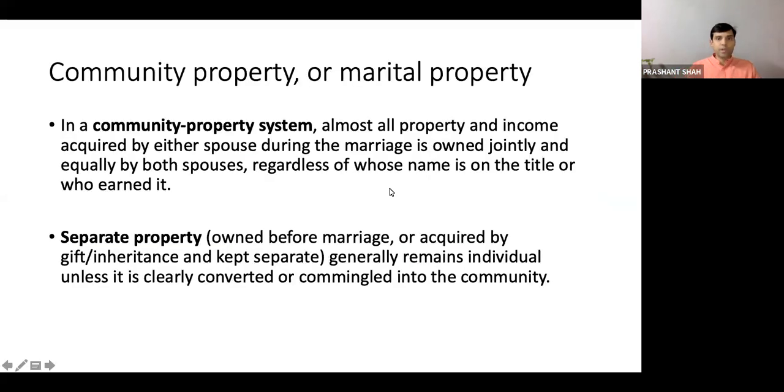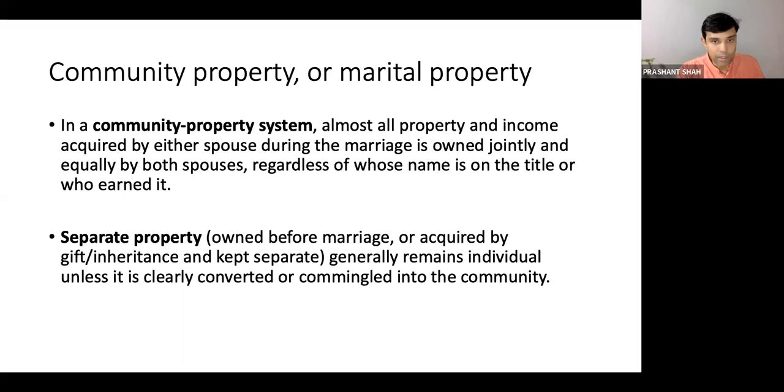Now, community property or marital property. The community property system says that almost all property and income acquired by either spouse during the marriage is owned jointly and equally by both the spouses, regardless of whose name is in the title or who earned it. That's very important. So, whatever they own and owe, that belongs to both, regardless of who acquired it, in whose name the property stands.